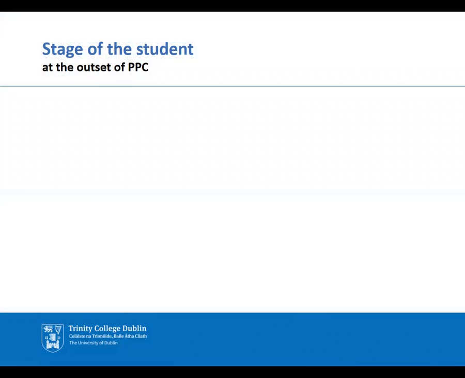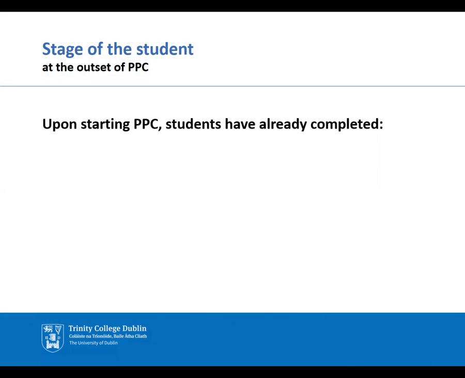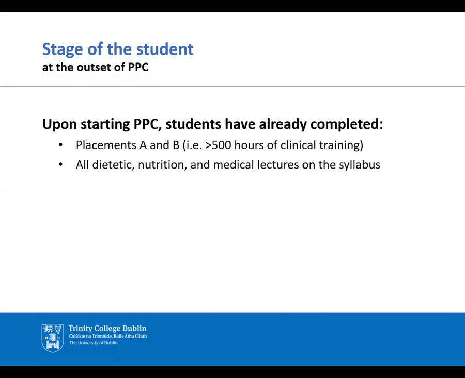Students on Placement C are final year students who have completed Placements A and B, amounting to over 500 hours of clinical training. All their dietetic, nutrition and medical lectures have been completed. You can get an overview of the material covered in the Placement Handbook on dietitian.ie.